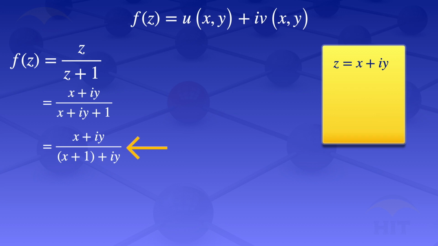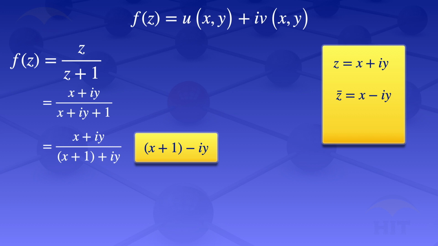Now we are looking at a fraction here, division by a complex number. When dividing complex numbers, we multiply the numerator and the denominator by the conjugate of the complex number in the denominator. For a complex number, its conjugate, which we denote by z bar, is x minus iy. So we put a negative on the imaginary part. The conjugate of this complex number is (x + 1) minus iy.